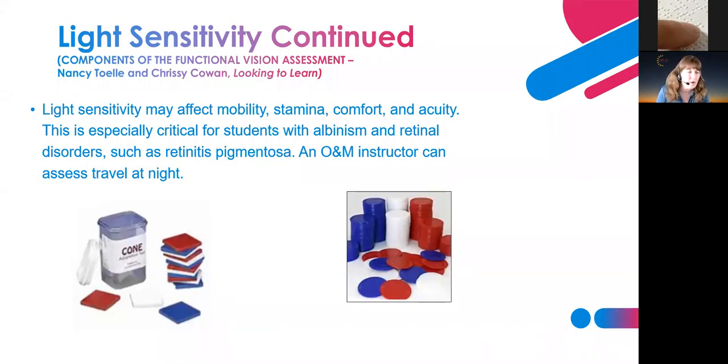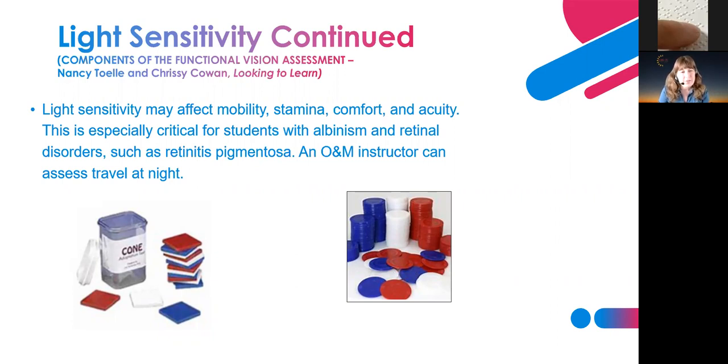Some of the ways that you also can test for light sensitivity are the cone adaption test from Vision Associates. There's a picture of it on the left. It is just a small container with red, white, and blue squares. It does cost almost $60. I chose to use red, white, and blue poker chips that I got from the dollar store.